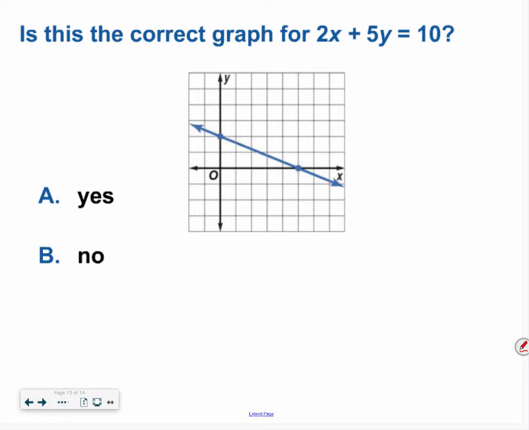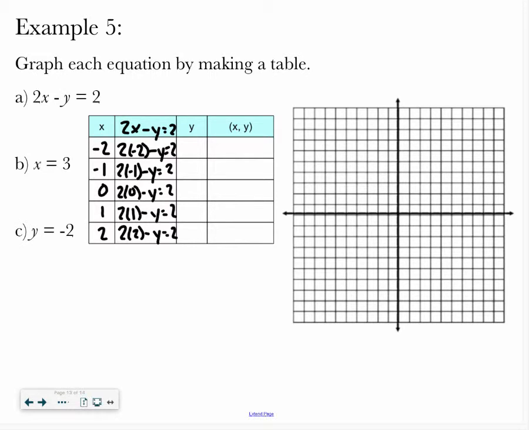Hopefully you determined it was, but if not, be sure to ask some questions or rewatch the last example. Okay, let's look at example 5. This is our last example for this video. So we want to graph each equation by making a table. We've made a lot of tables before in this class and previous classes, so I went ahead and started the table already to save some time.